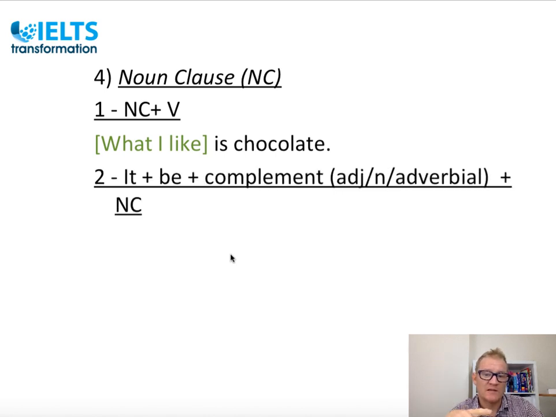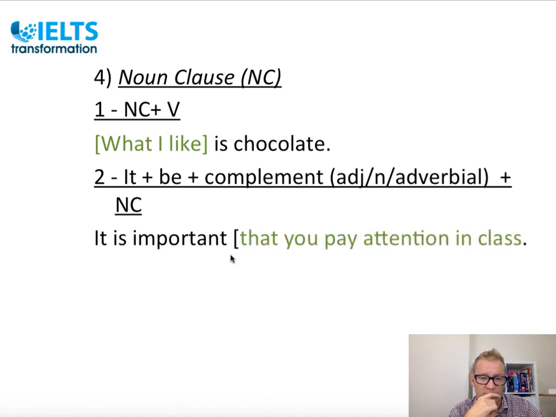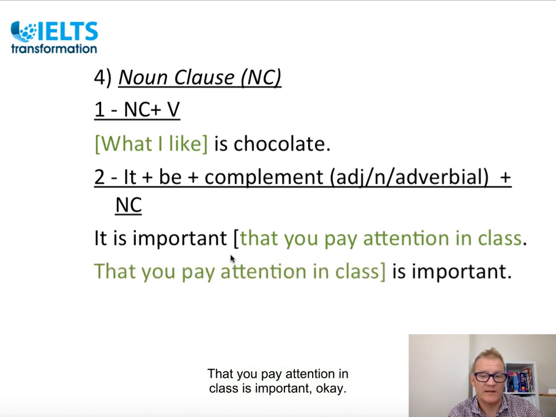Easier way. This one, it plus be, so it could be present, future, or past: is, will be, was. Plus a complement, which could be an adjective, a noun, or adverbial, plus a noun clause. It is important that you pay attention in class. That you pay attention in class is important. Okay, so these are good as well.